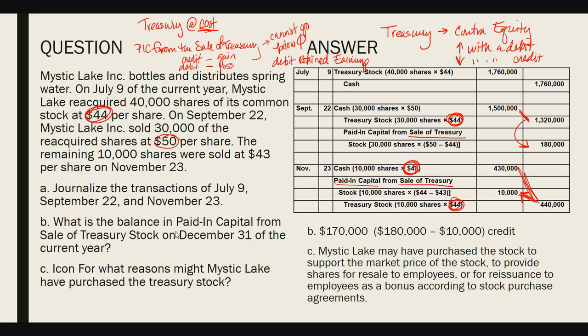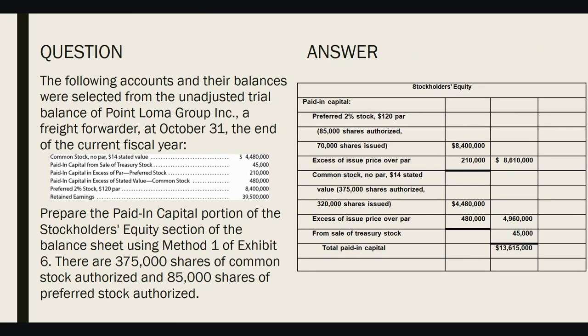So the next question is, what would be the balance in the paid in capital account from the sale of treasury? Well, remember we put in there 180,000. By November the 23rd, we had to deduct the loss of selling those treasury shares below cost. So now it's sitting at $170,000.